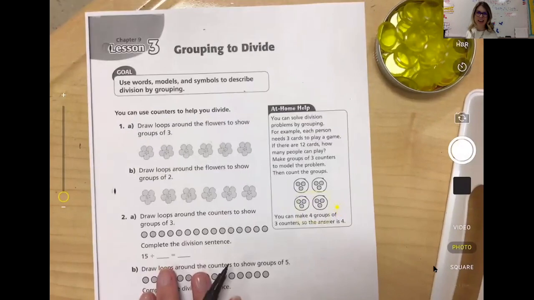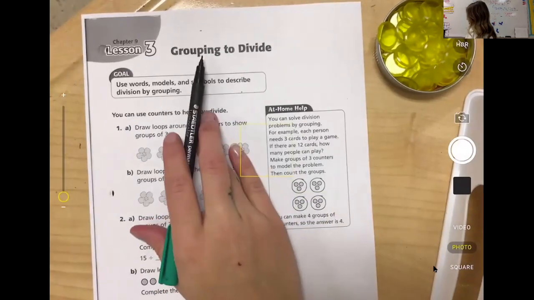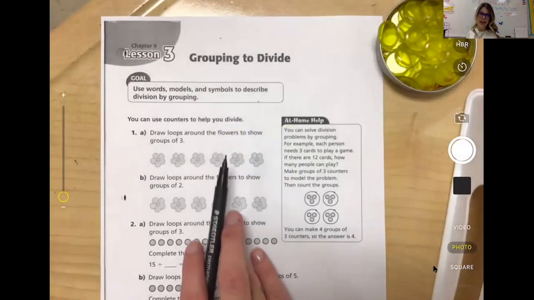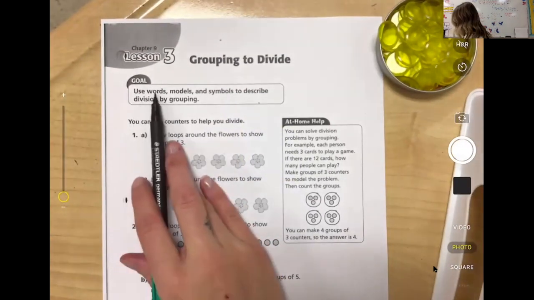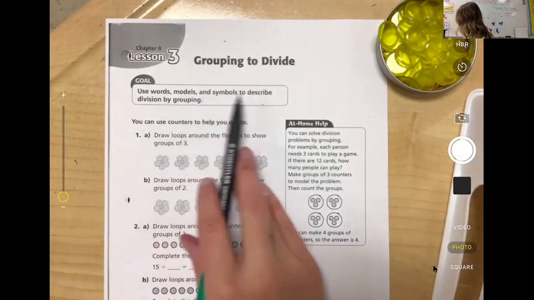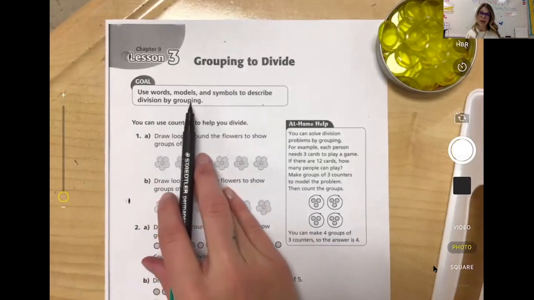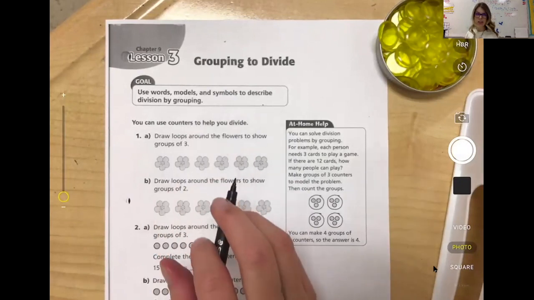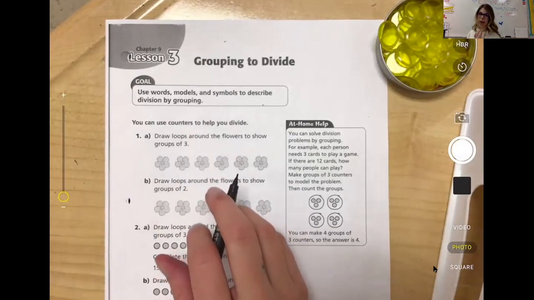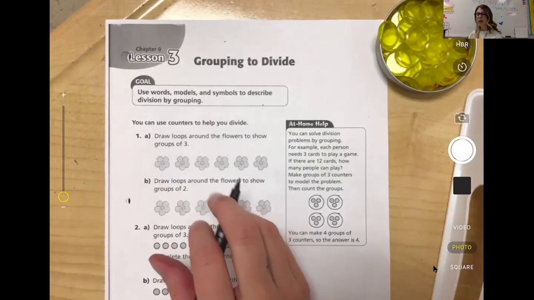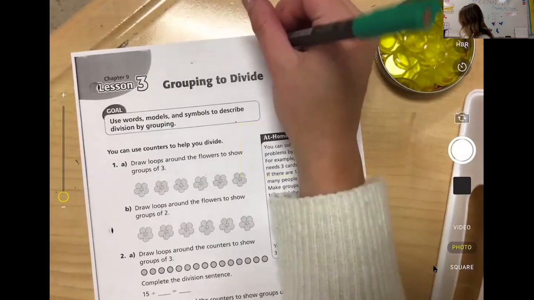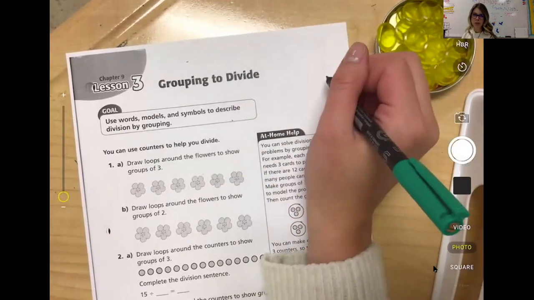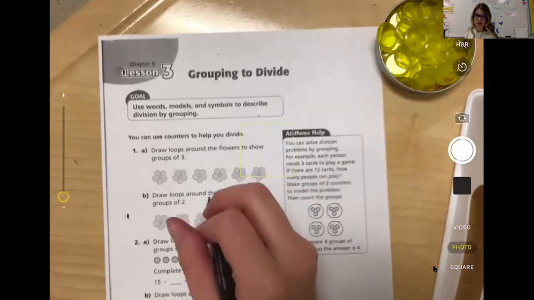Okay, we are back. So today our page is called Grouping to Divide. It's page 81. And our goal is to use words, models, and symbols to describe division by grouping. So all we're doing is we're going to use our words, we're going to use numbers, and we're going to use pictures to show division by grouping. So last week, remember, we had all of our things all together in a group, and we were crossing them off and putting them into groups. This week, we're making the groups.